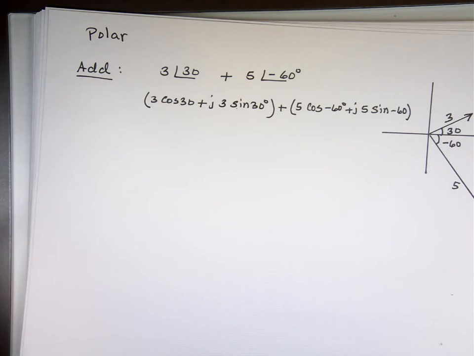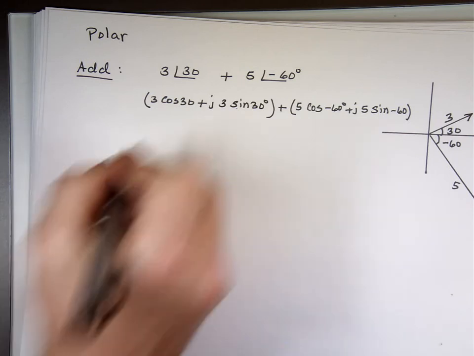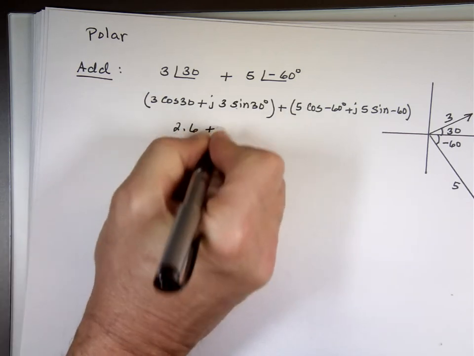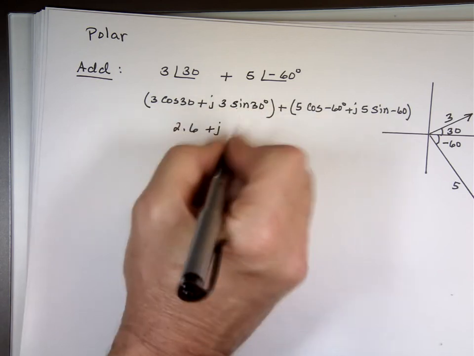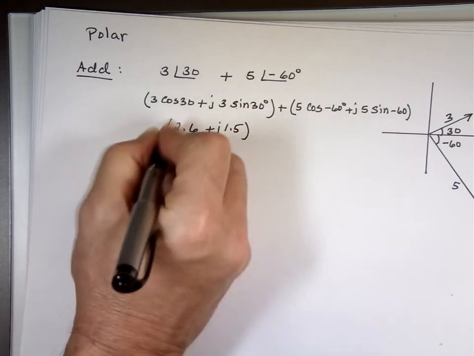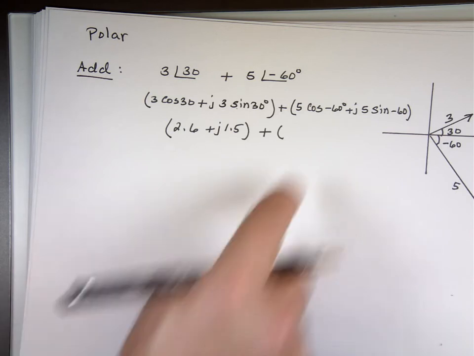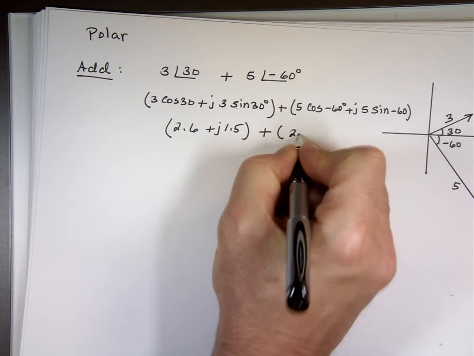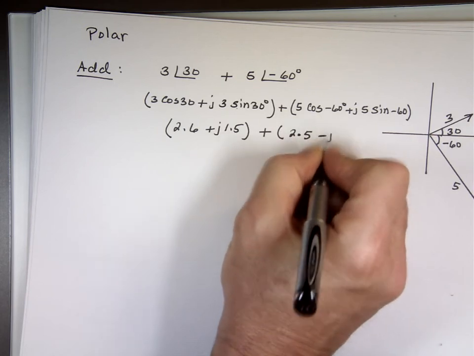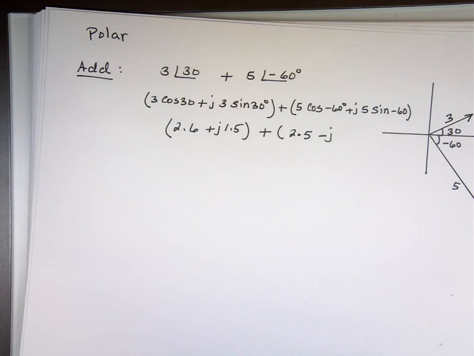So you can see adding in polar is really not a good idea. 3 cosine 30 is 2.6 plus j, sine of 30 is a half, that's 1.5. Cosine of negative 60, I think that's 0.5, so that's 2.5 here, right? This will be a minus j, 5 sine of 60, or negative 60. Negative 4.3.